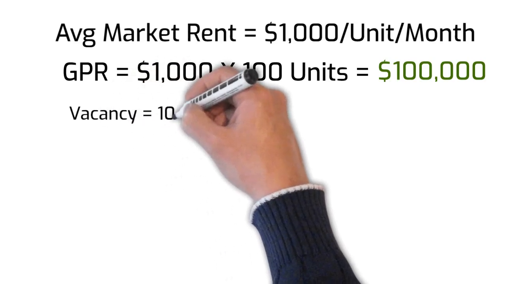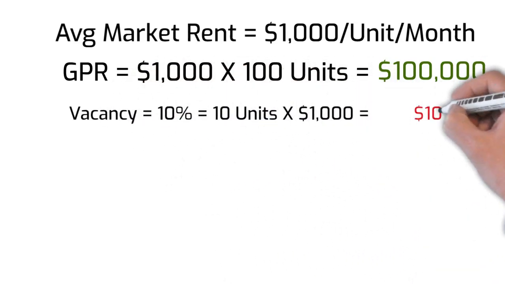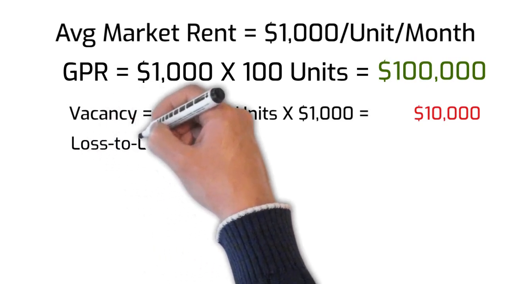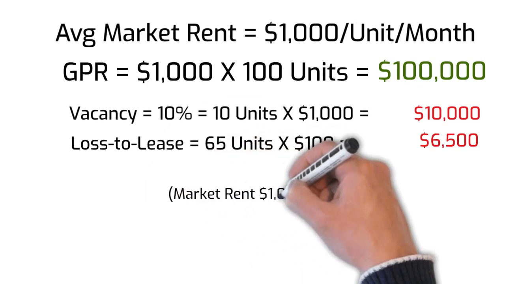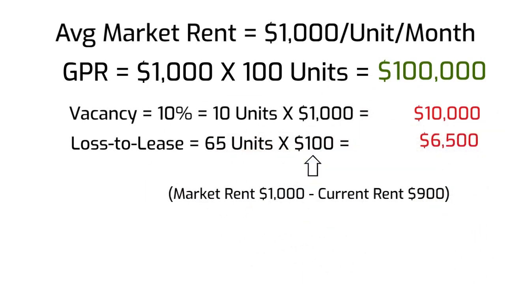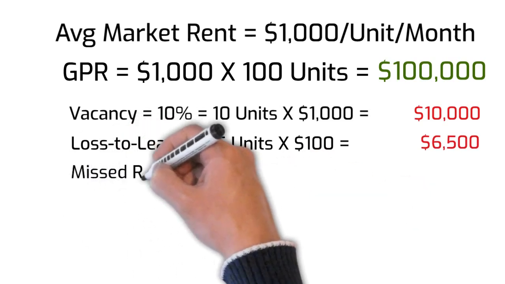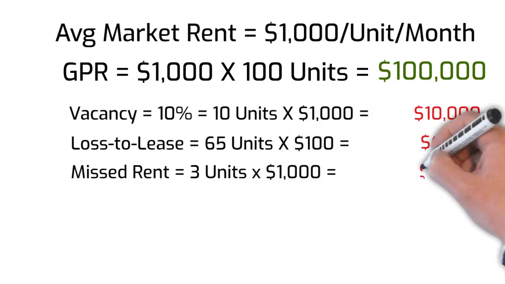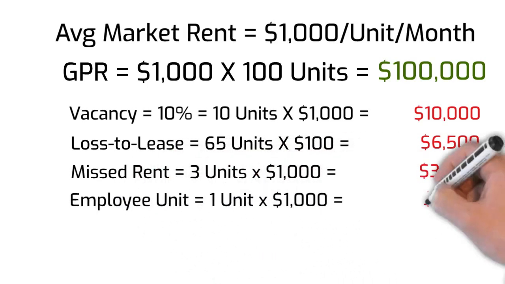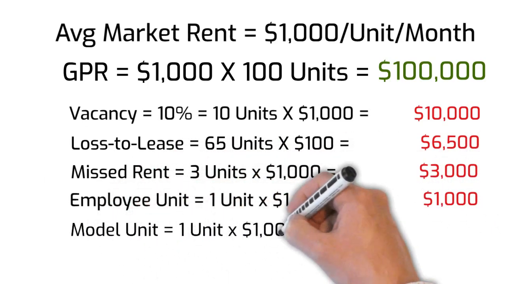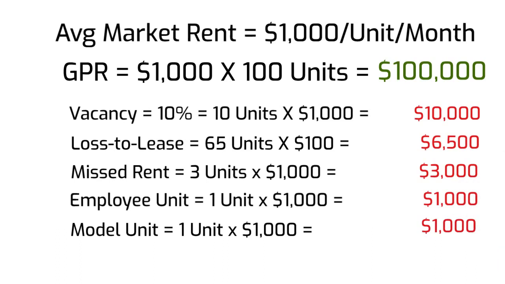The property currently has 10% vacancy, so 10 units are empty and not generating income, which equates to a $10,000 monthly vacancy loss. While 20 of the occupied units are achieving the market rent of $1,000, 65 of the others are only getting $900 per month, which amounts to a $6,500 per month loss to lease. 3 tenants just flat out didn't pay, totaling $3,000 loss in revenue. The last 2 units are generating no income, as one is an employee unit provided rent-free, and the other a model unit, which amounts to another $2,000 per month in revenue loss.